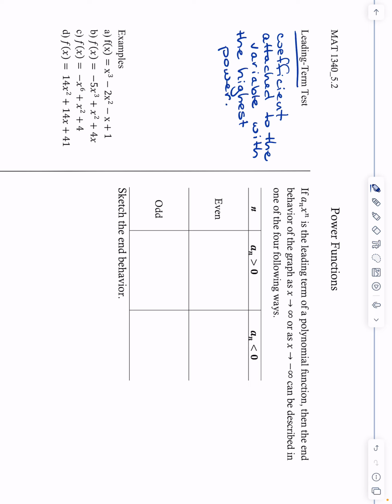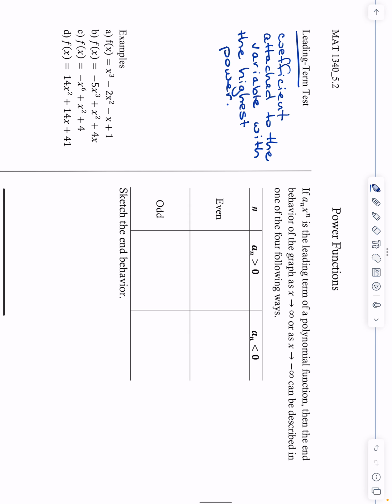And we're going to look at two situations with two possibilities. So we are going to start by talking about the degree of the polynomial. The degree can either be even or odd. Keep in mind that degree is our highest power. And so what we are looking at is the coefficient attached to that variable with the highest power.